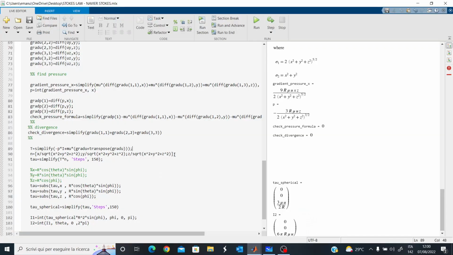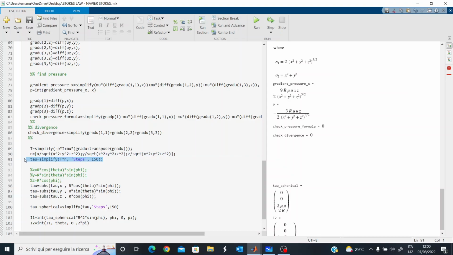And I have defined n in this manner. So n is equal to n1, n2, and n3, where n1, the component along x, is x divided by the square root of x squared plus y squared plus z squared, and similarly for y and z: y divided by the square root of x squared plus y squared plus z squared, and then z divided by the square root of x squared plus y squared plus z squared.